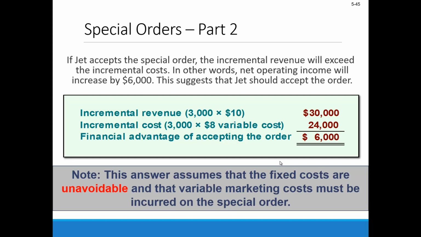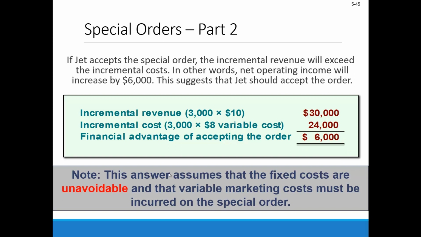If Jet accepts a special order, the incremental revenue in this case will exceed incremental costs, and net income will increase by $6,000. So let's make sure we can derive that in just a couple short steps. The incremental revenue from selling 3,000 additional units to the wholesaler at $10 per unit is $30,000. The incremental cost is 3,000 units times that $8 variable cost of production, for a total of $24,000. And so we'd say the financial advantage of accepting the order is the difference between those two, or $6,000.